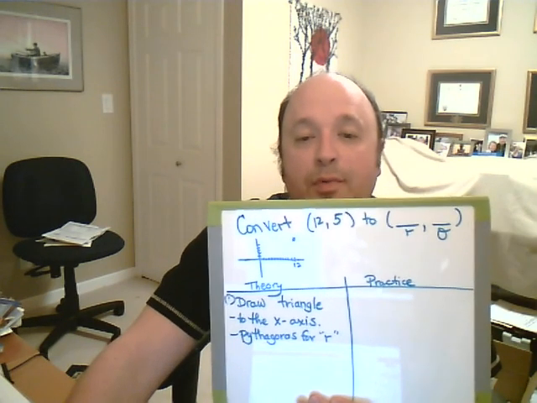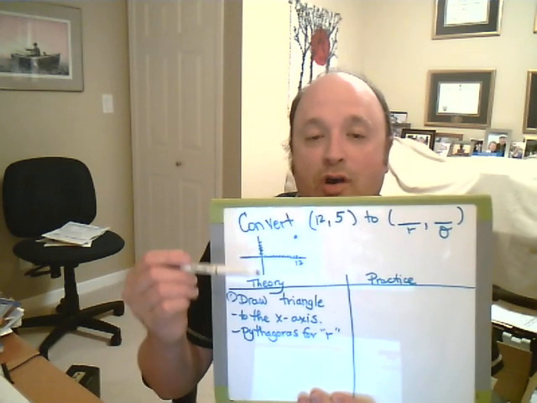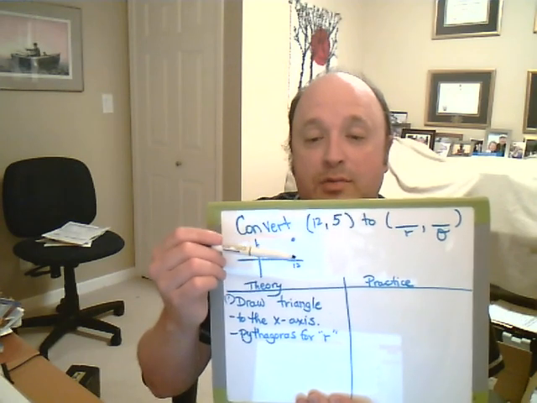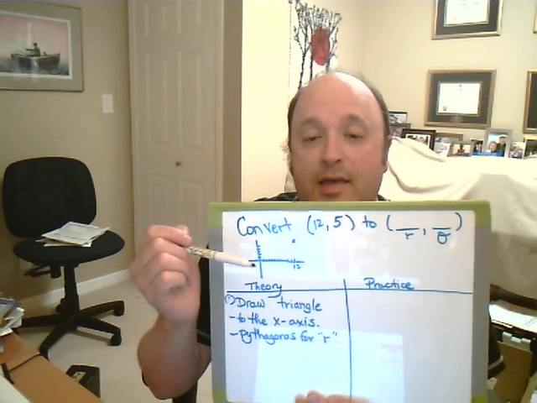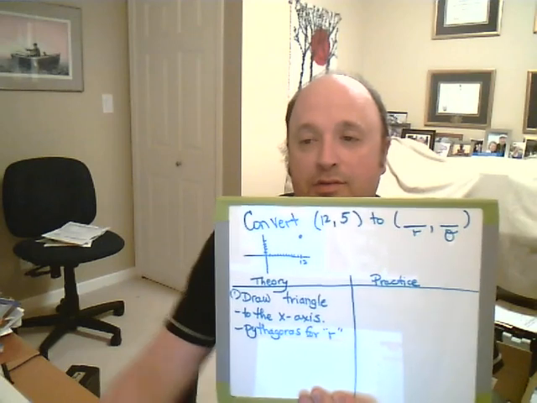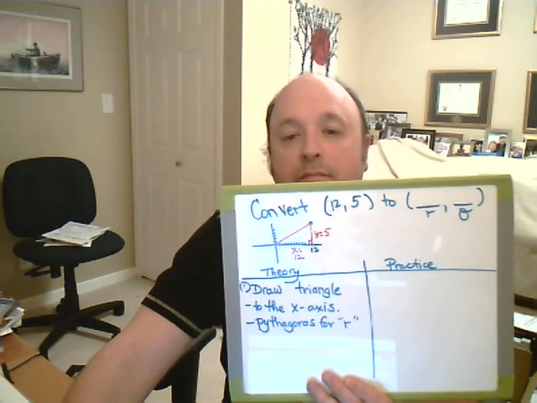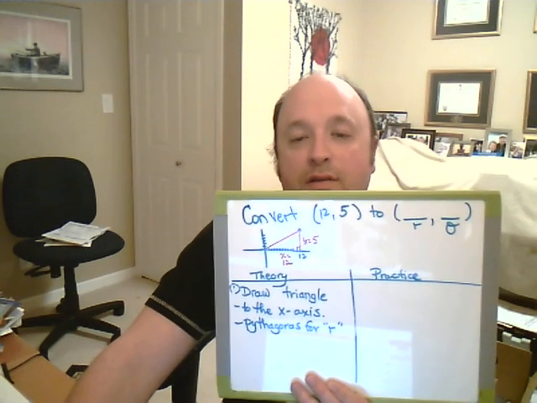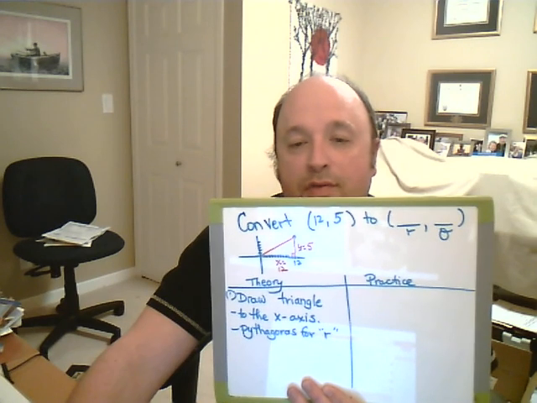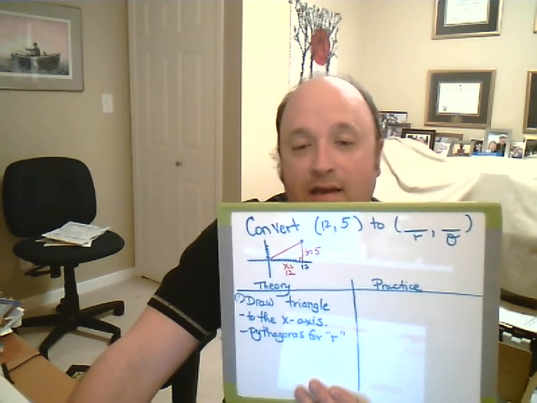Okay, so step one is you have to draw a triangle for the point, because we have to be able to calculate the radius and the angle, right? So let's do that. When you're drawing your triangle, it's best to make it with the closest x-axis to the point.